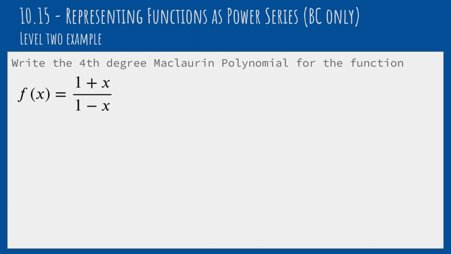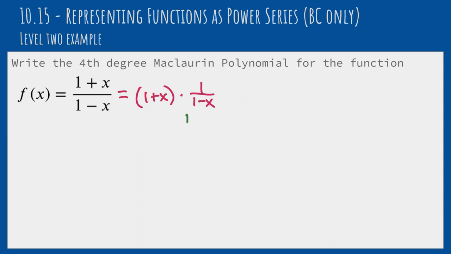Hello, Mr. Betts here. I want to take a look at a few examples of Maclaurin polynomials, and we're going to get these by taking functions and manipulating them in certain ways. So this one, if we recognize that this function can be written as 1 plus x times 1 over 1 minus x, we know the Maclaurin polynomial for 1 over 1 minus x, which I'll write underneath here.